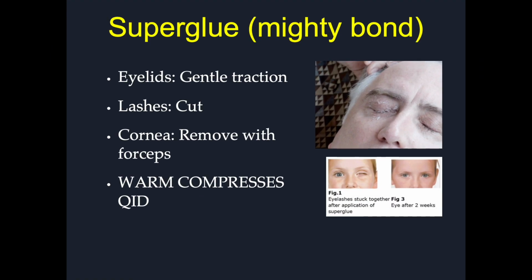Now, this is the last case, which you might think is a surprise, but this can happen. Super glue, or any type of glue, that got stuck in the eyes. So, of course, don't panic. You just need gentle traction on the eyelids. Apply gentle traction, and you might want to cut some lashes. If it's in the cornea, then just remove it with forceps. And of course, remember to apply some anesthesia before performing this. Alternatively, you could apply a warm compress, and that would probably dissolve the glue.